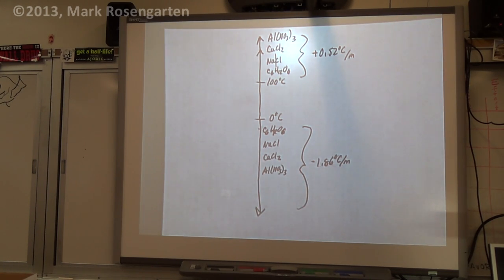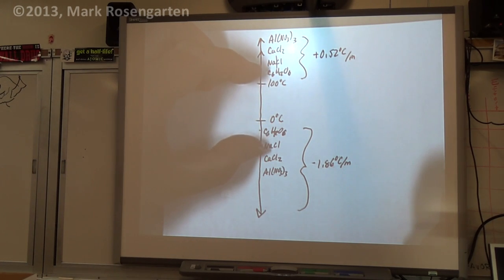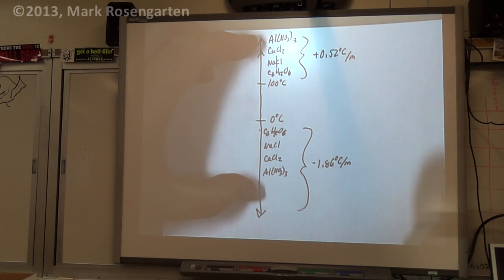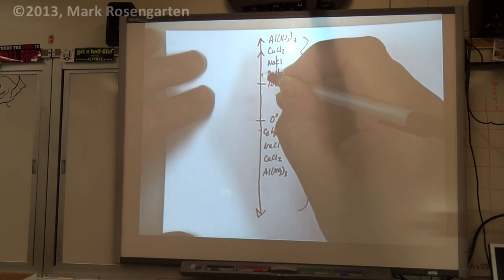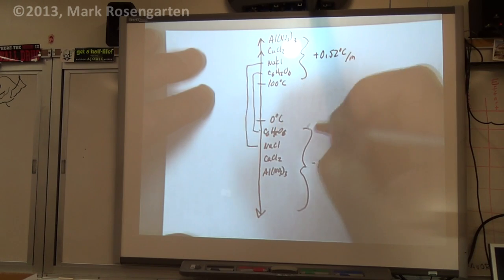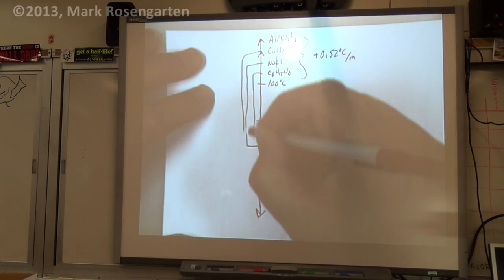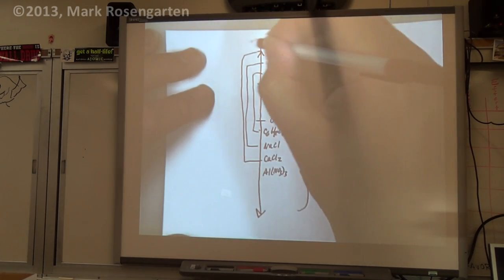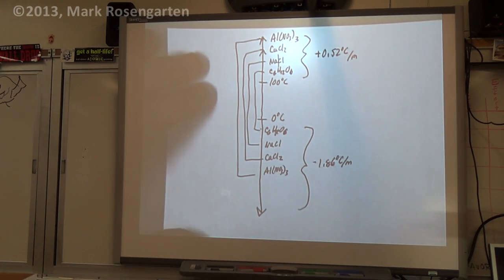So the higher the concentration, the wider range of temperatures you're going to get for water being a liquid. Sugar has a wider range, salt has an even wider range, calcium chloride has yet even a wider range, and aluminum nitrate just has a crazy, wild range. And you expand the range where water can remain a liquid, both up and down.